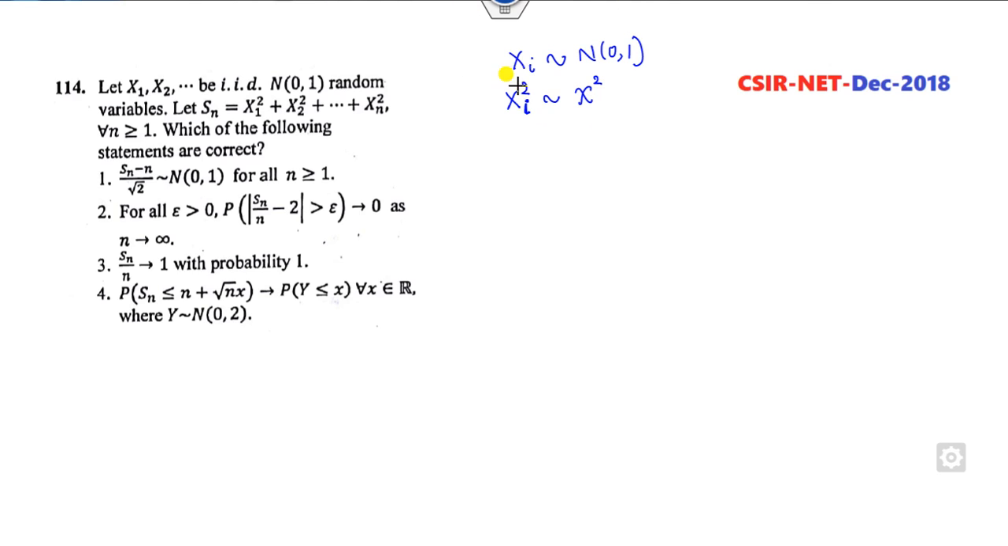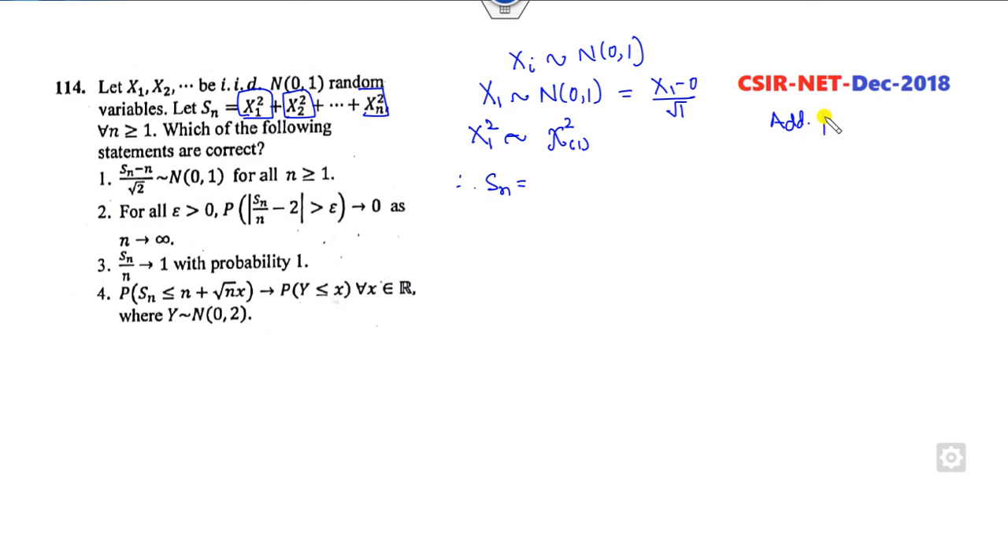Or you can say, if X1 follows the normal distribution of 0, 1, then X1 squared, I can write this X1 as X1 minus 0 over the variance. So this follows the chi-square distribution with degree of freedom 1. So how can you find the Sn? This is a chi-square, this is a chi-square, this is a chi-square, and by using the additive property of chi-square, if X is chi-square and Y is chi-square, then the addition of them is also chi-square. So the summation will also follow the chi-square, but the degree of freedom is n, because there are n variables.